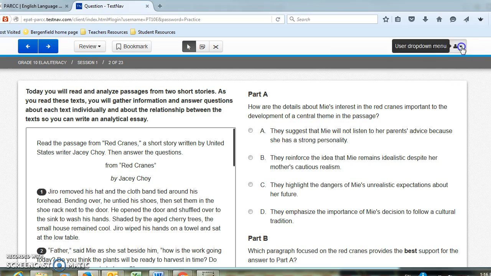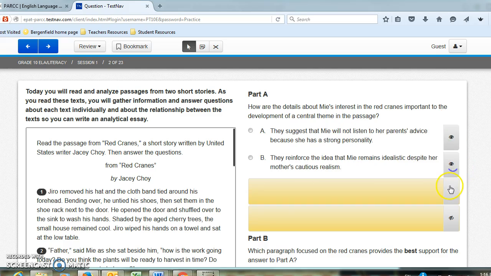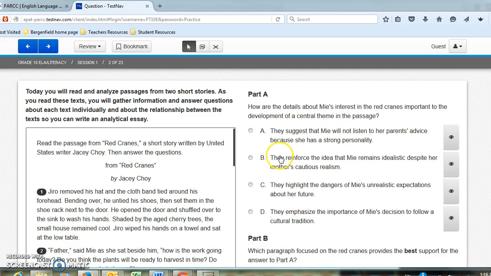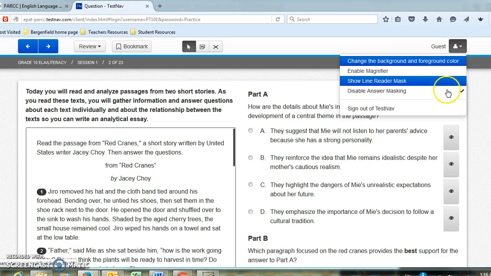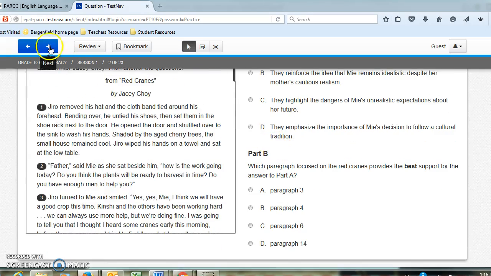You do not have to use these tools at all. They are available to you, but you do not need to use them. Answer masking, you can cover them all and reveal them one by one if you want to. You do not need to use these tools. So if you don't like them, if you don't want to use them, you don't have to.